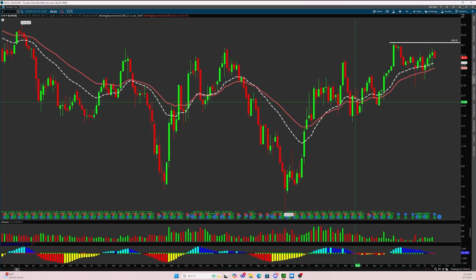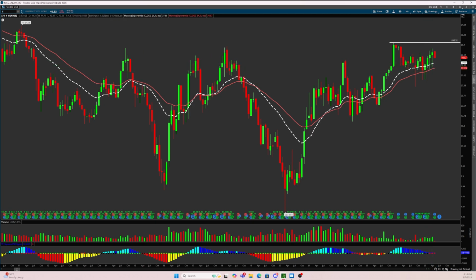So the first two indicators that I use for my swing trading strategy are the 21 exponential moving average and the 34 exponential moving average. Essentially, what I am looking for is for price to build a base on top of the 21 and 34 EMA and hold it as support.